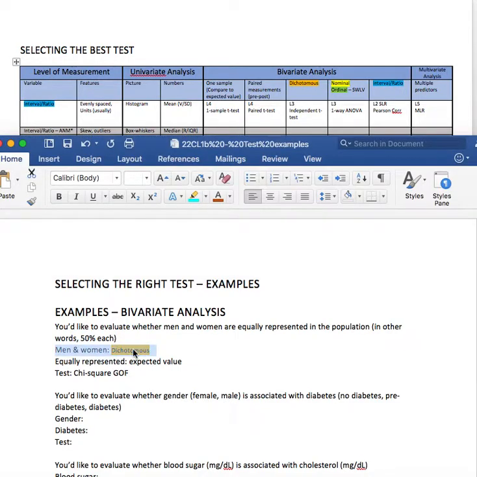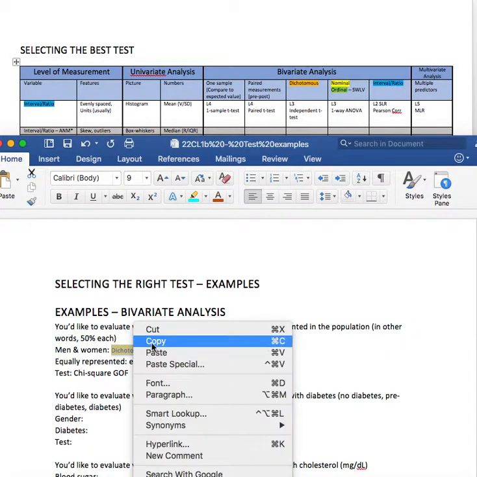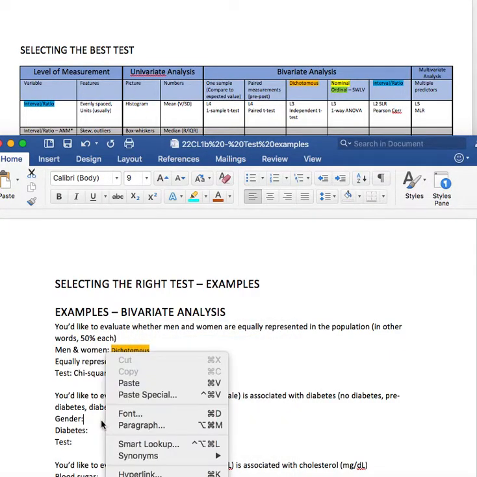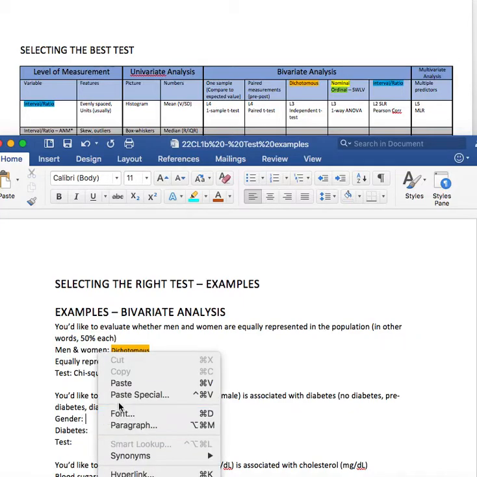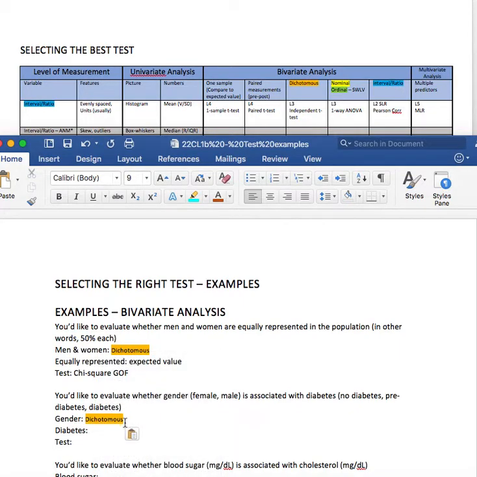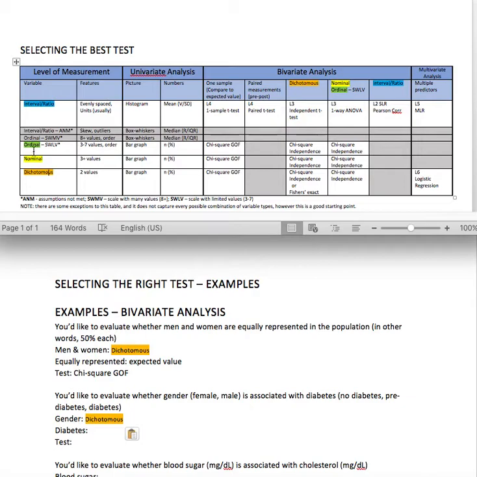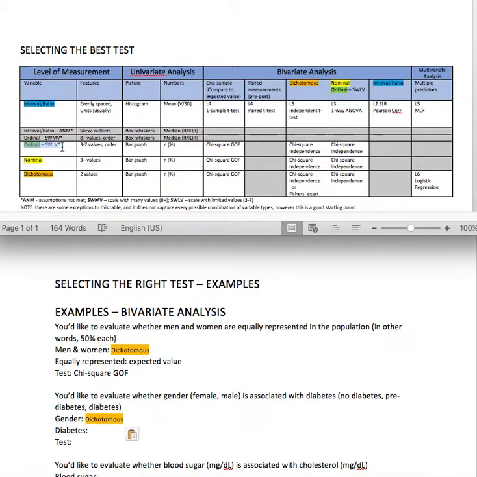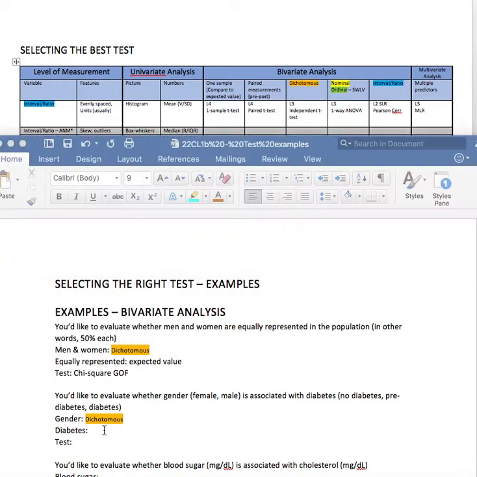So again, we want to identify that as being dichotomous and is associated with diabetes: no diabetes, pre-diabetes, or diabetes. And so that sounds like it's an ordinal scale with limited values. We'll just copy the whole thing. Okay, so here we have our ordinal variable.